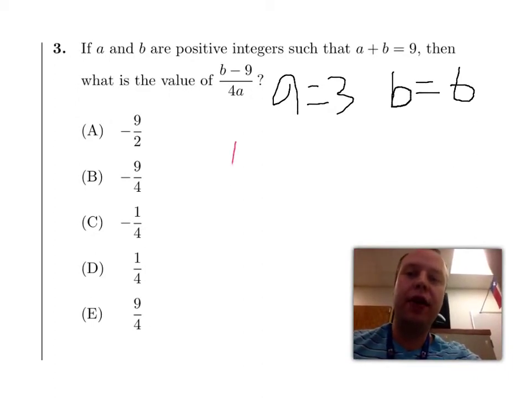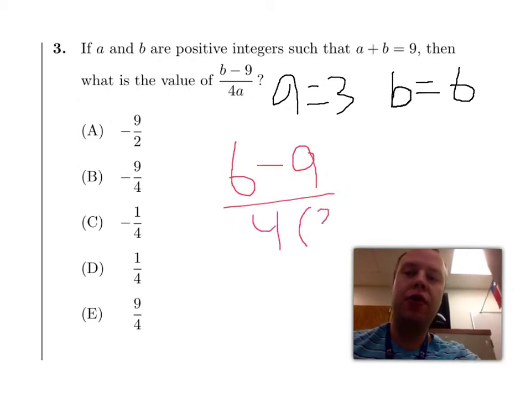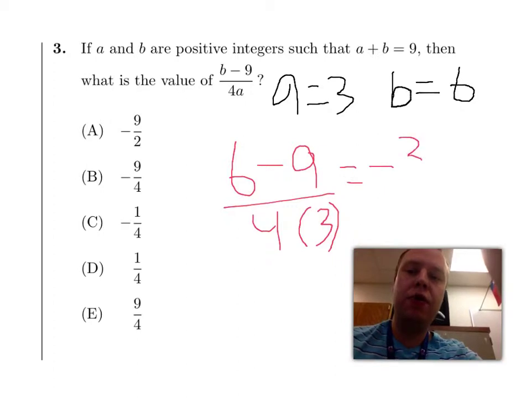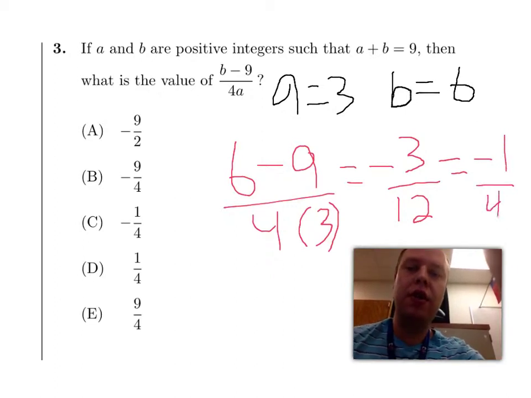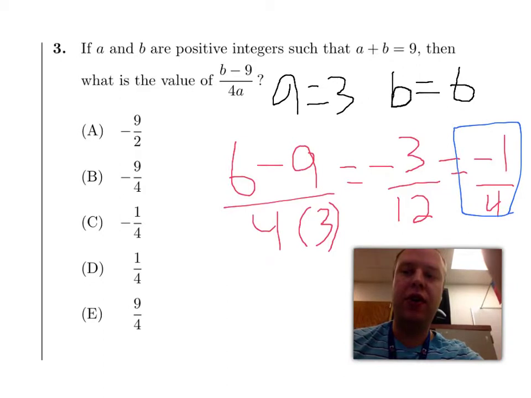So 6 minus 9 over 4 times 3. 6 minus 9 is -3. 4 times 3 is 12. If I reduce that, I get -1/4. And you see in your answer choices, that's actually one of our answers, letter C.